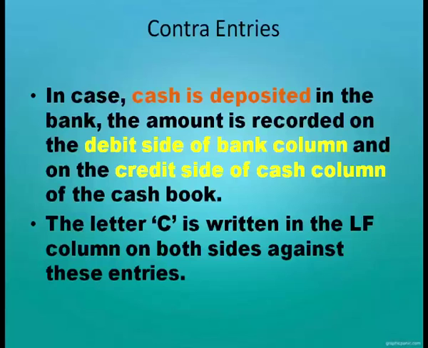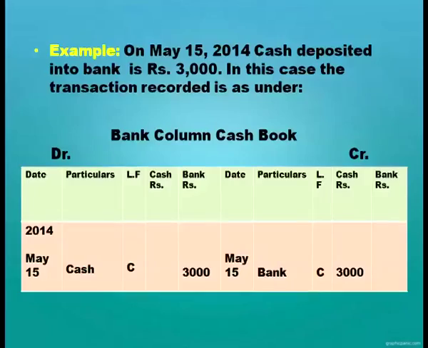Similarly, when cash is deposited in the bank, that is also a contra entry. The amount is recorded on the debit side of the bank column and on the credit side of the cash column of the cash book. The letter C is written in the ledger folio column on both sides against these entries. Cash of rupees 3,000 is deposited in the bank on May 15, 2014. How will it come in the cash book with a bank column?